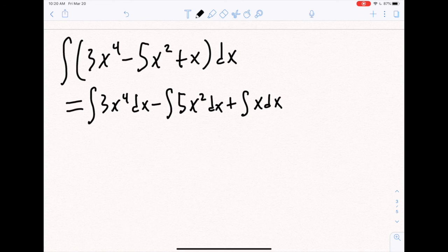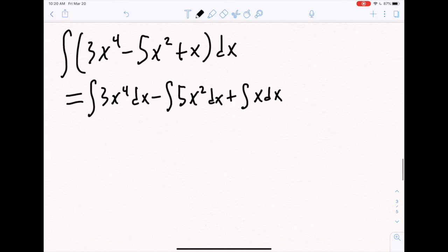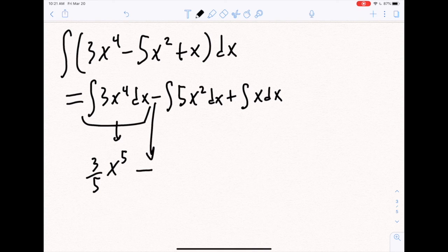And now we just do that same power rule that we've been doing this whole time. So for here, we just add 1 to the exponent, so we get x to the 5th, and then divide the coefficient by that new higher exponent. So we have 3/5 x to the 5th, minus, bringing down this minus here, the integral of 5x squared. So we add 1 to the exponent, we get x cubed, divide the coefficient by that higher exponent.